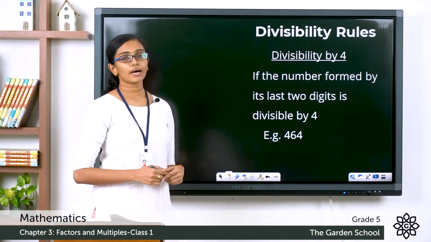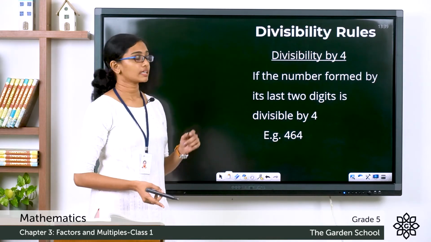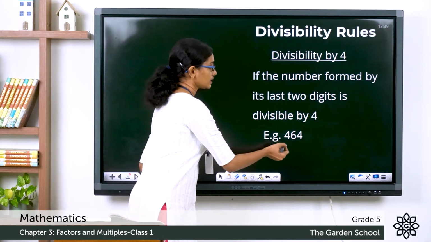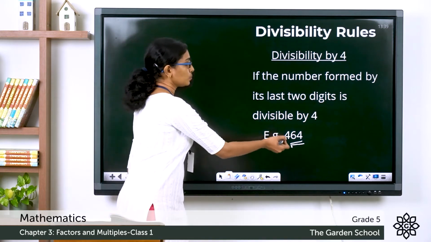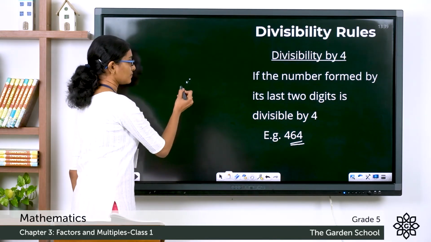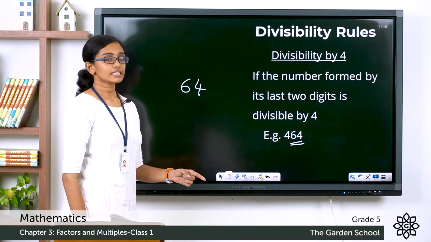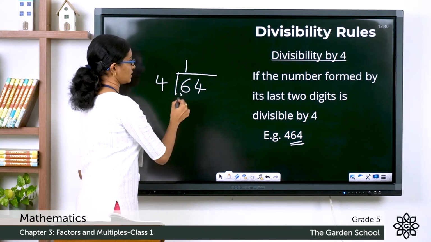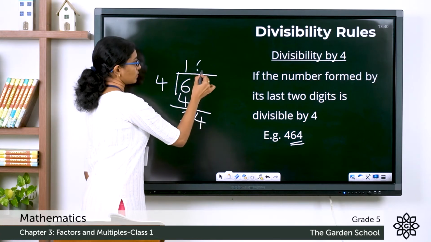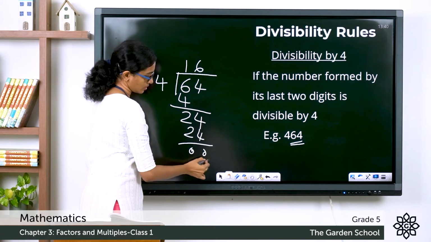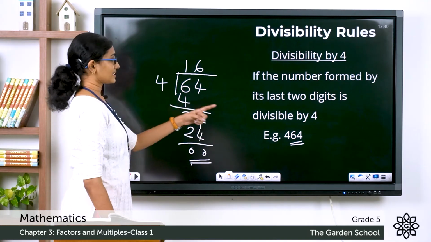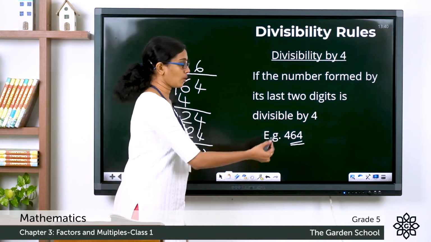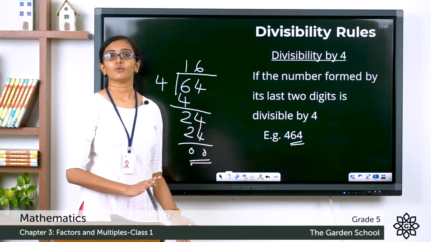Now, let's see the next rule, divisibility by 4. It says that if the number formed by its last 2 digits is divisible by 4, we can say the given number will be divisible by 4. See, it's a 3-digit number here. And which are the last 2 digits? The last 2 digits are 6 and 4. So the number formed is 64. Let's see if 64 is divisible by 4. We know 4 6s are 24. See, the 64 or the number formed by the last 2 digits is completely divisible by 4. So we can say the given number 464 will be divisible by 4, the whole number.